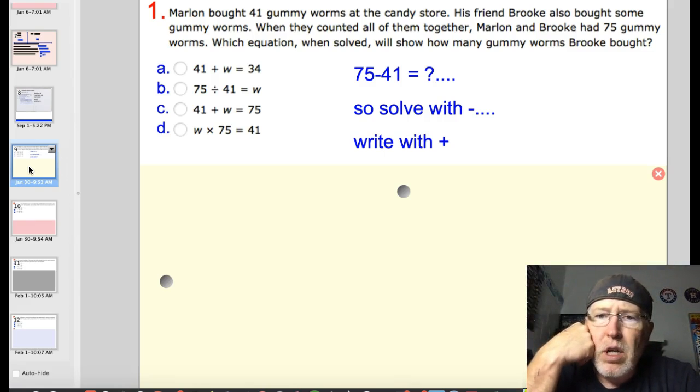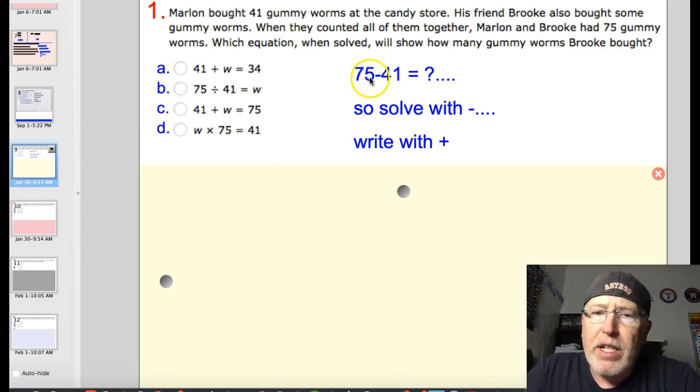Okay, well, to solve that, I would go 75 minus 41. So if I go 75 minus 41, that's a subtraction thing.